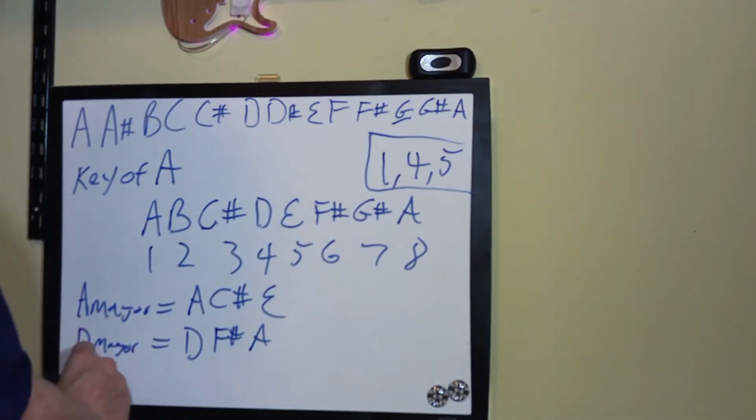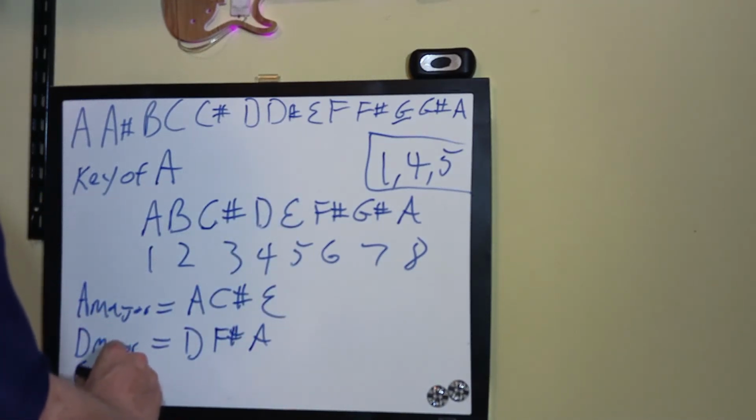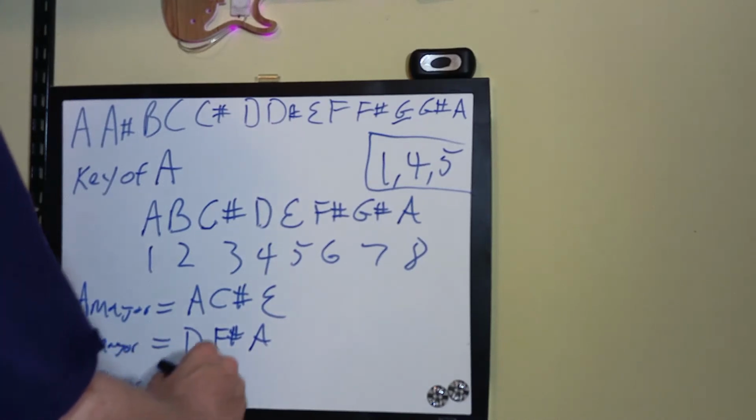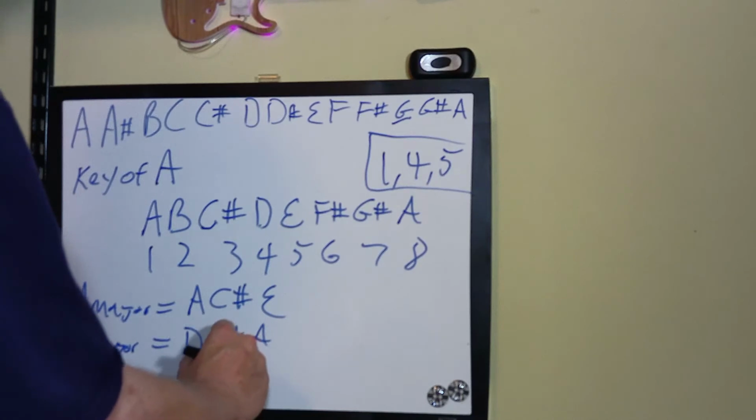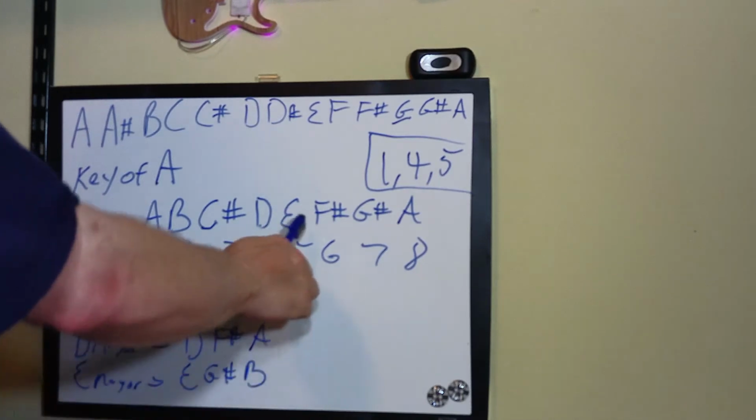So now let's look for the 5 chord. The 5th note is E, so we know we're going to make an E major chord. So we do our skip a note trick, and we get E, G sharp, and B.